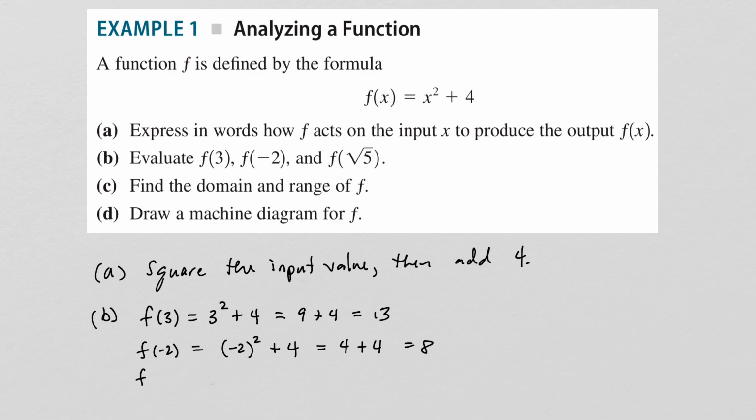And finally, f of radical 5. Again, this is going to be radical 5 quantity squared plus 4. Now, what do we get when we square a radical? Well, we should remember that the radical cancels out when you square it. So radical 5 squared is just 5, and then plus 4, and that is equal to 9.